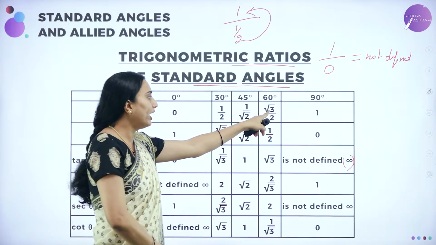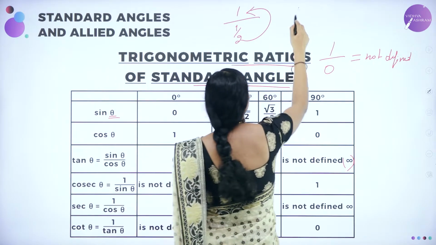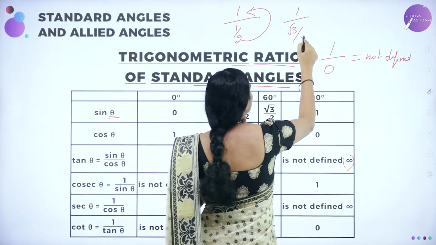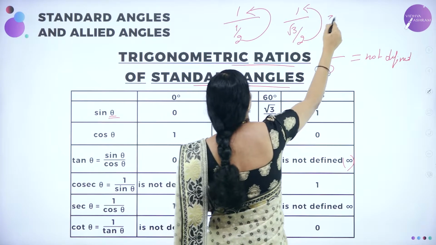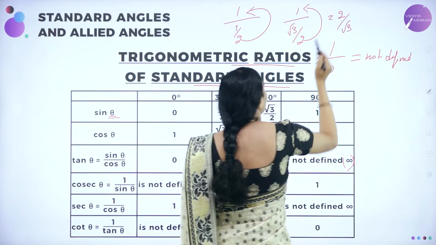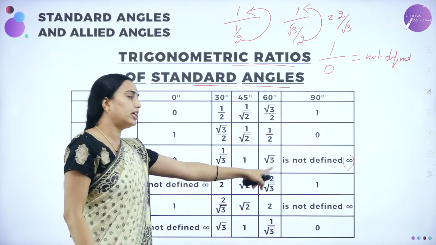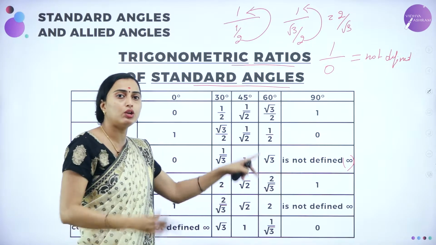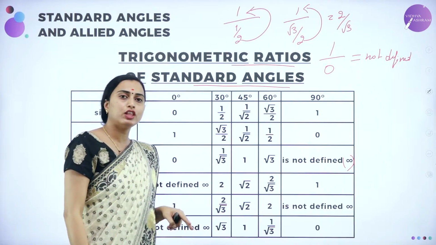Next here, 1 divided by root 3 by 2. What is 1 divided by root 3 by 2, dears? So 2 will go to the numerator. You are going to remain with the value 2 by root 3. Okay. So that is the value you are going to have as cosecant 60 degree, 2 by root 3. Ulta of a sine gives you the cosecant.